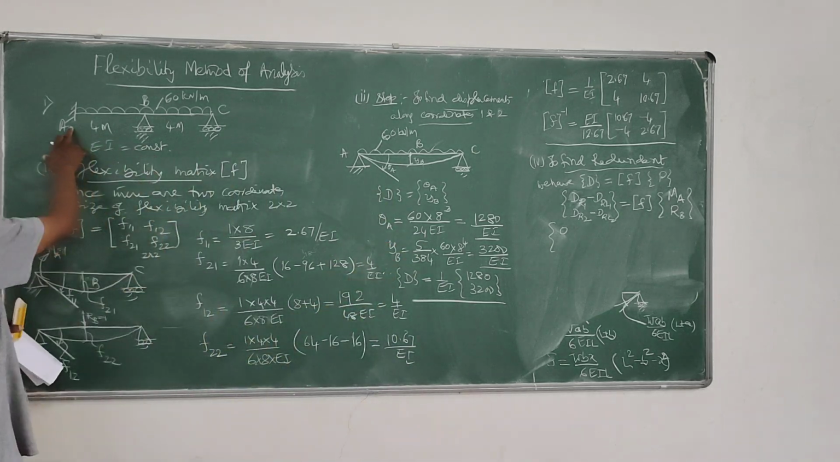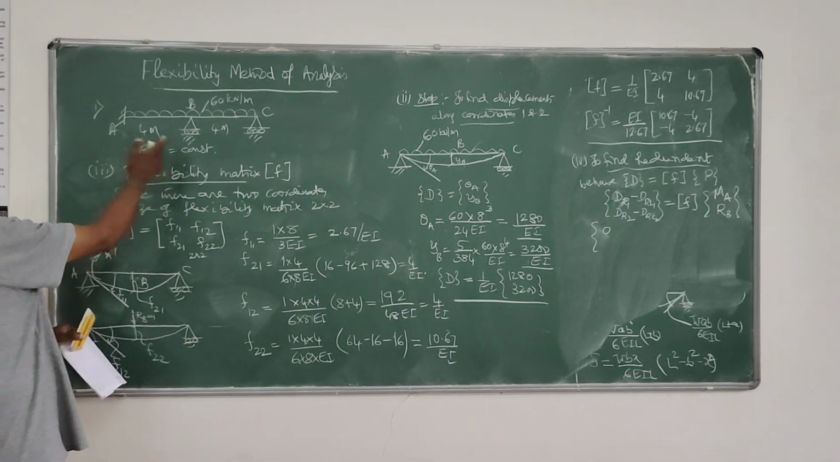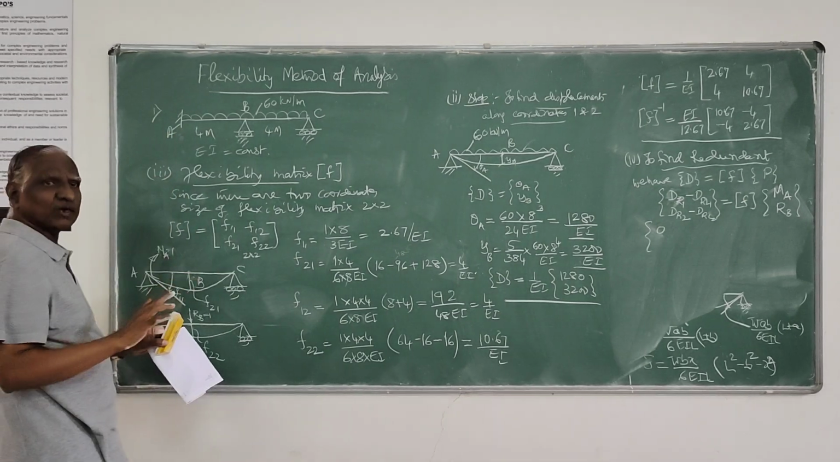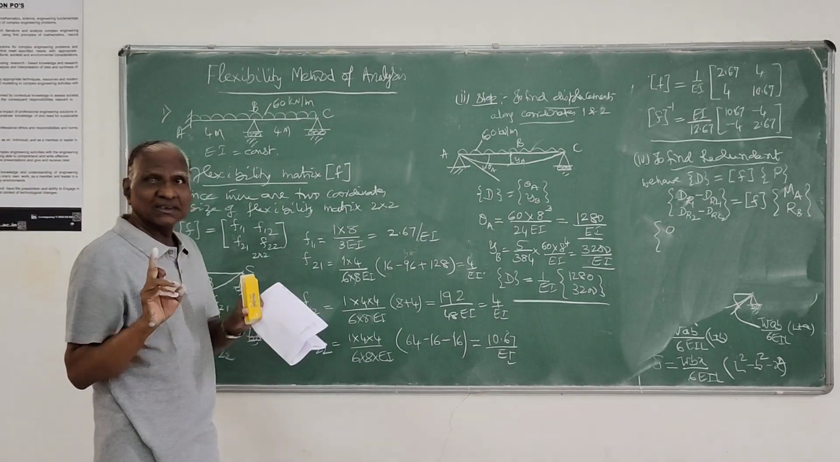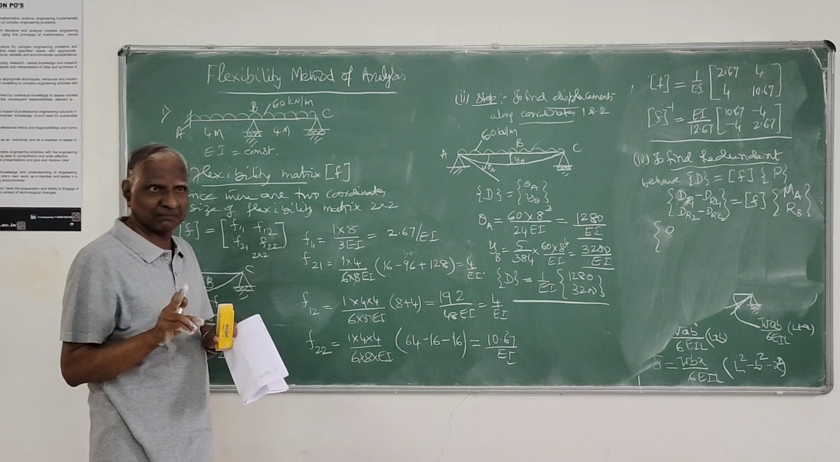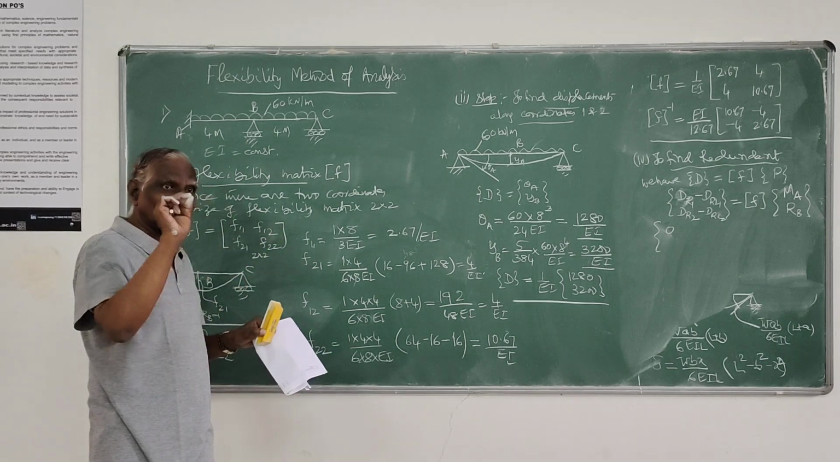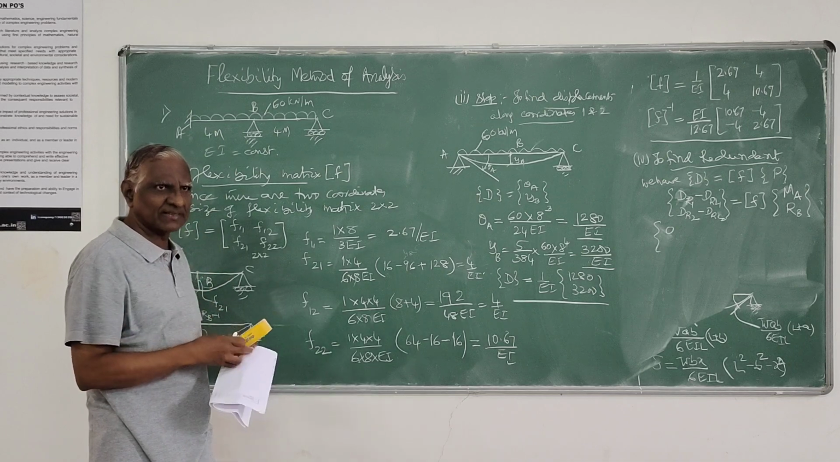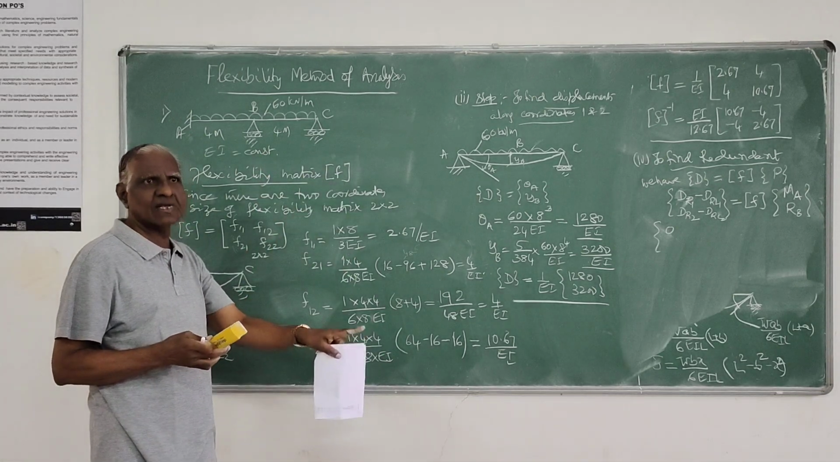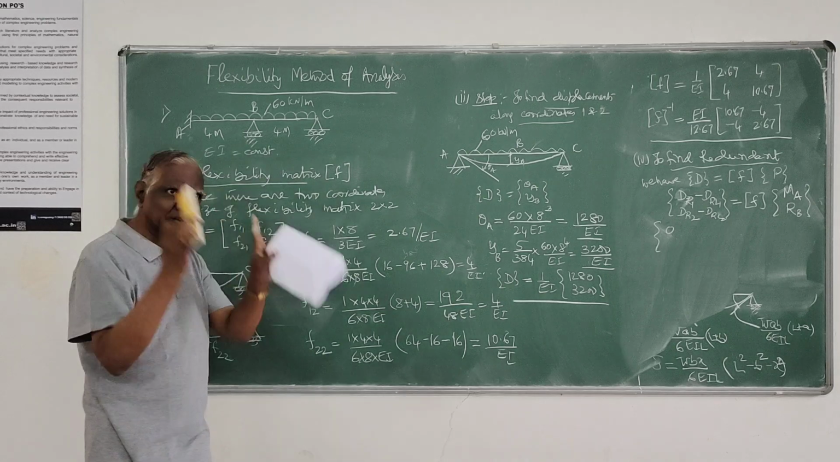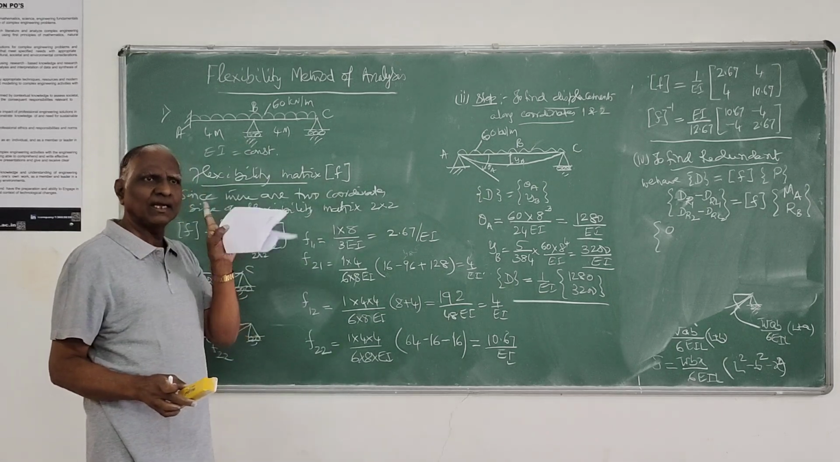Suppose they give that support A settles, then you have to choose the force at A as one of the redundants. You have to keep that in mind. That's another thing, so the choice is in your hands. I told you that one restraint or one constraint is there. If support settlements are given, then you have to choose that as one of the redundants.